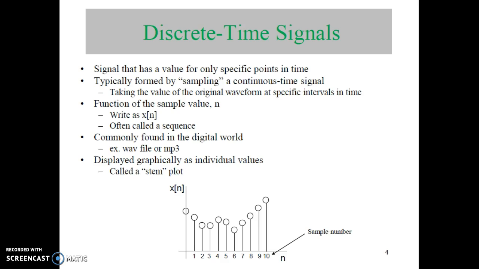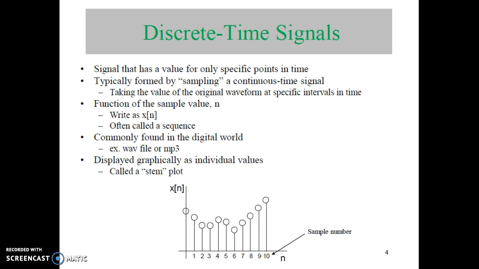The next type of signal is discrete time signals. In discrete time signals, the values of time are discrete and the amplitude values are continuous in nature. Such a type of signal is called a discrete time signal. A signal that has a value for only specific points in time is called a discrete time signal. A discrete time signal can be obtained by the process of sampling.